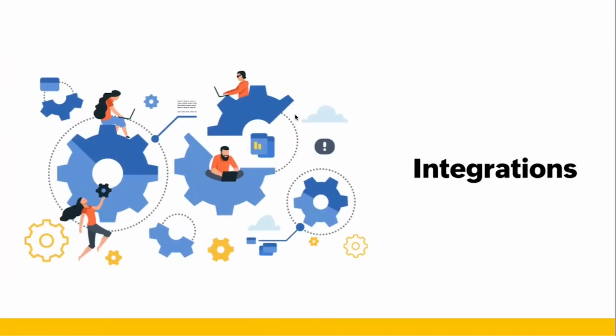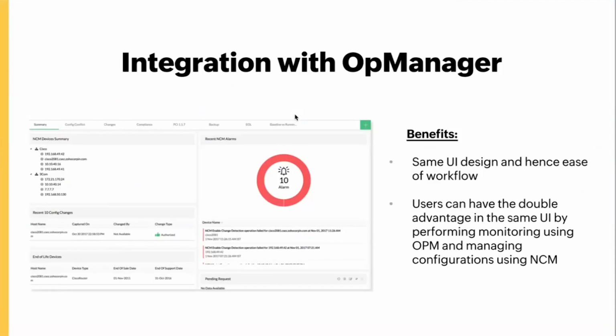We have integrations. NCM not only provides in-house integrations, it also supports many third-party integrations as well. First, let us see the integration with OPM. What is OPM? OPM is a highly integrated network monitoring solution that helps gain visibility, monitor, and manage your network devices. If you have OpManager, you can easily integrate Network Configuration Manager with it in the same UI, so that you will get the double advantage of performing monitoring as well as managing configurations.